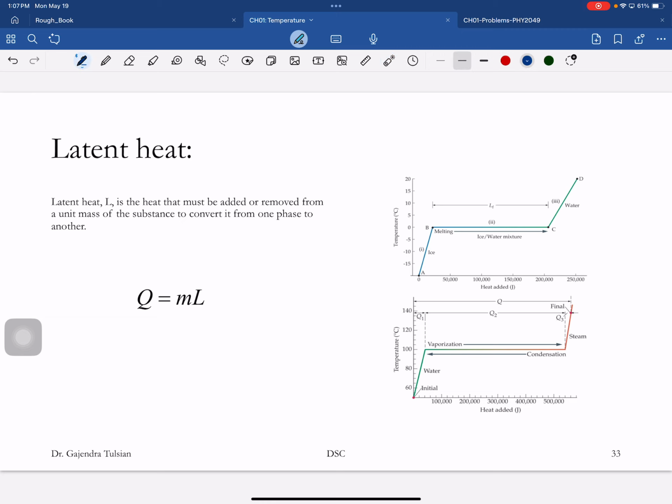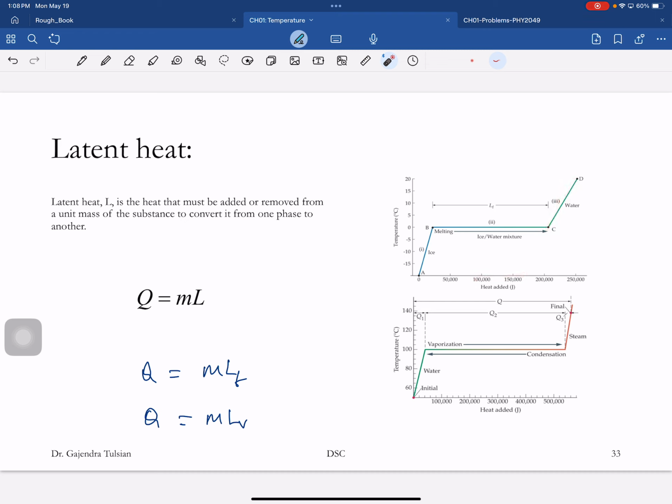When a substance goes from solid to liquid, that's called latent heat of fusion. When it goes from liquid to vapor, it's called latent heat of vaporization. All right, so that's what this graph is showing you. Here's ice at minus 20 degrees Celsius. You are adding heat, and the temperature of the ice rises. When it gets to 0 degrees Celsius, the ice starts melting. When all the ice melts, that's when you can raise the temperature of the water.